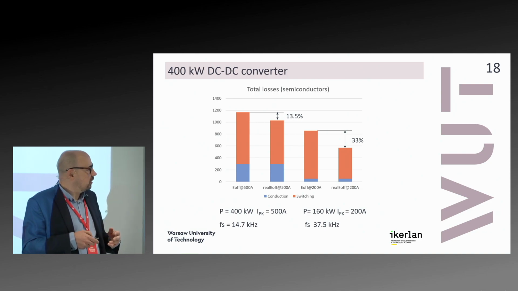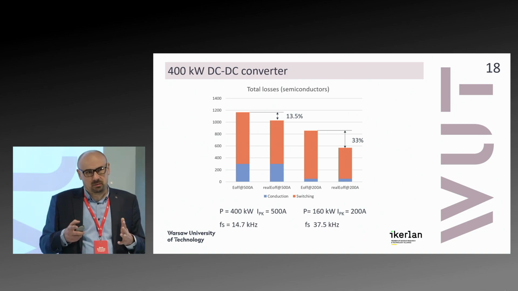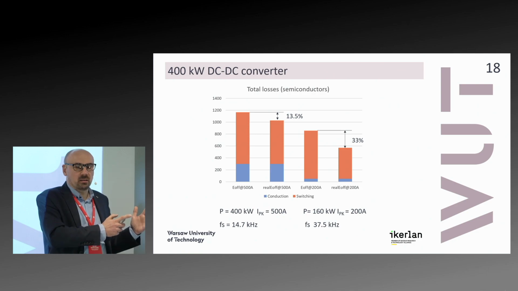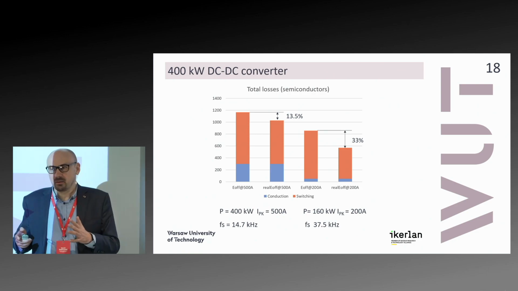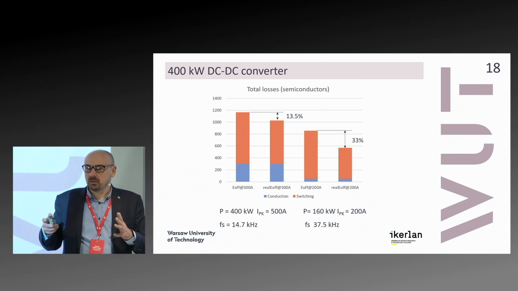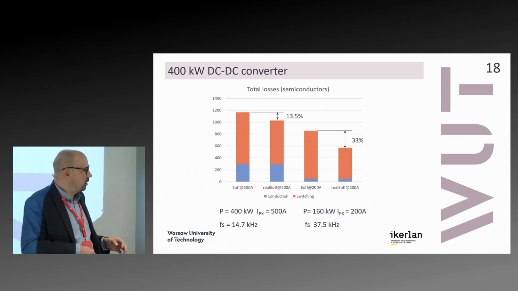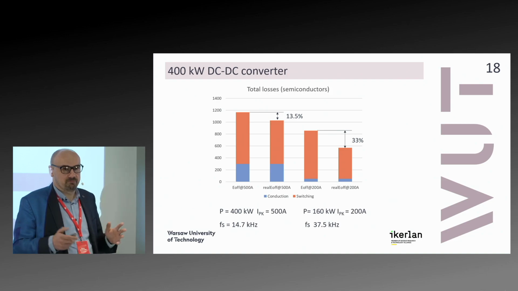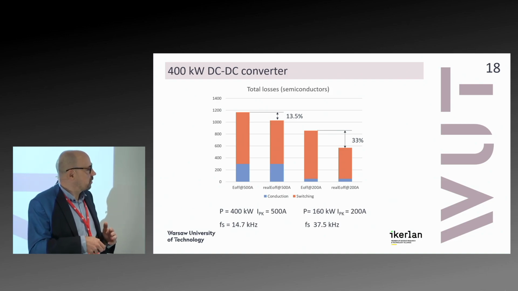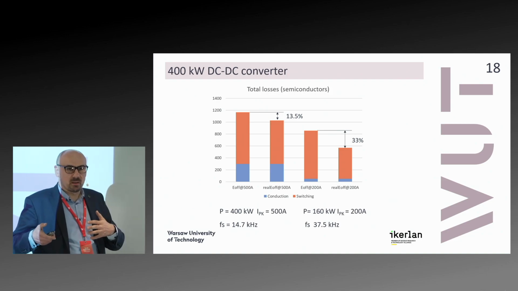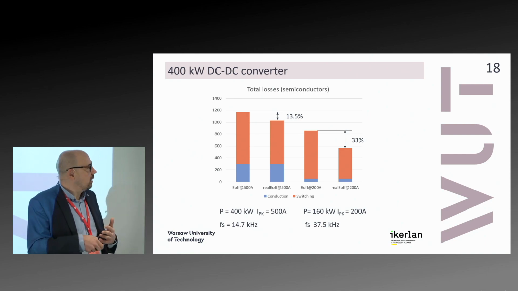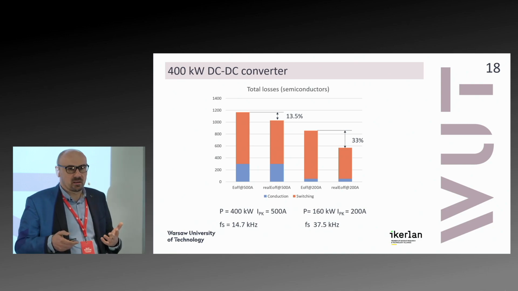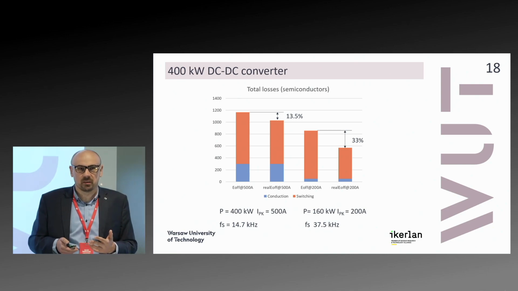Then with this control, when I reduce the current to maintain this critical conduction mode, I need to increase the switching frequency. Then, of course, the share of the switching loss is much higher in comparison to conduction loss. And then, as you can see, the difference is 1/3 of the energy.